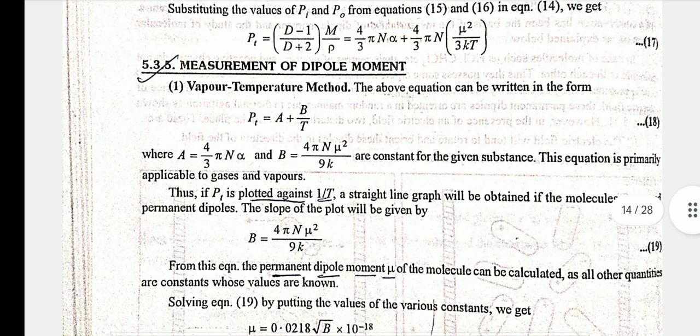Measurement of dipole moment, vapor temperature method. The above equation can be written in the form Pt is equal to A plus B upon T, where A is equal to 4 upon 3 pi N alpha and B is equal to 4 pi N mu square upon 9k, which are constant for the given substance. This equation is primarily applicable to gases and vapors.